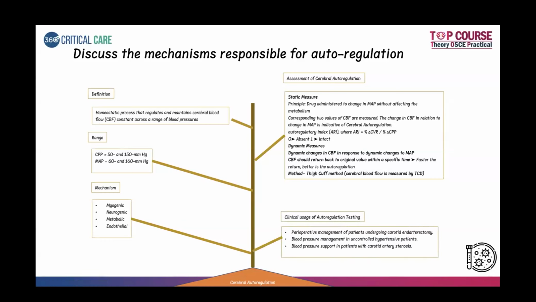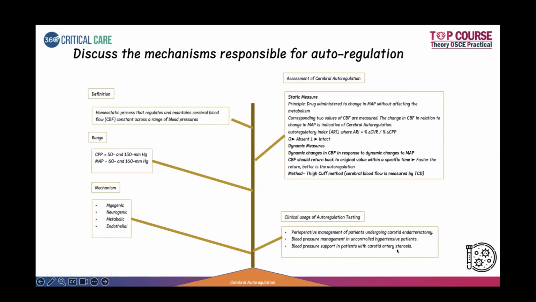Clinical uses of autoregulation testing, as I said, it is usually not done clinically. Perioperative management of patients undergoing carotid endarterectomy, you can think of doing it more as clinical judgment rather than putting in devices to look at the cerebral blood flow. Blood pressure management in uncontrolled hypertensive patients, that can be used, and blood pressure support in patients with carotid artery stenosis. Again, this is an important or interesting physiological variation.